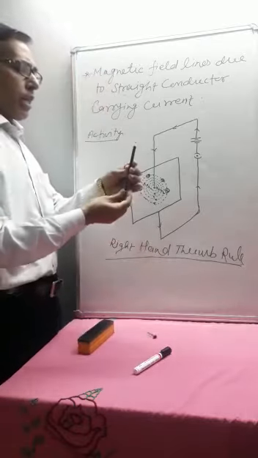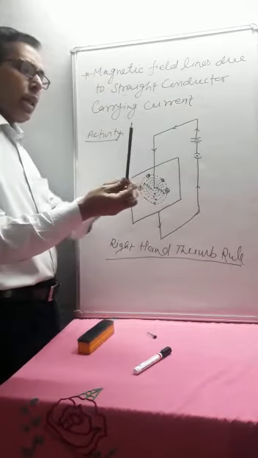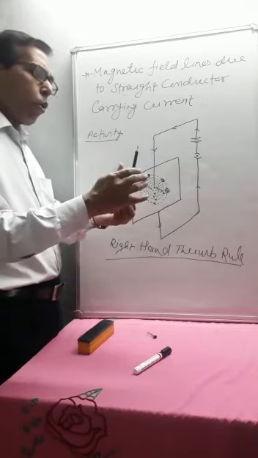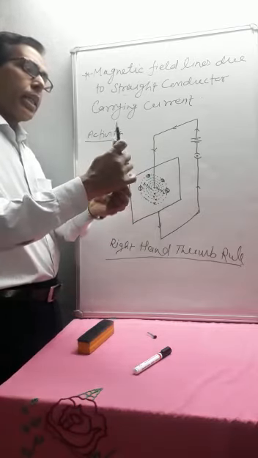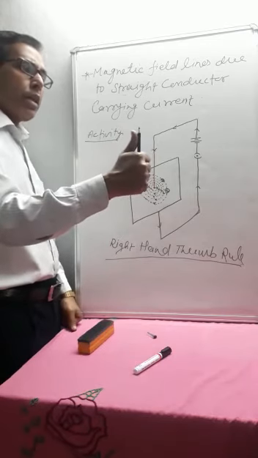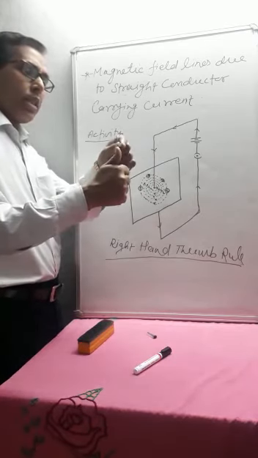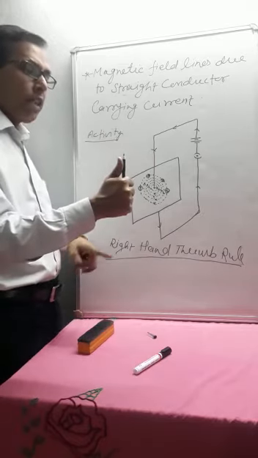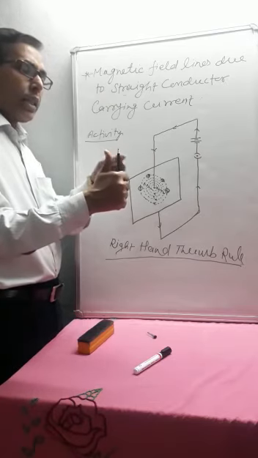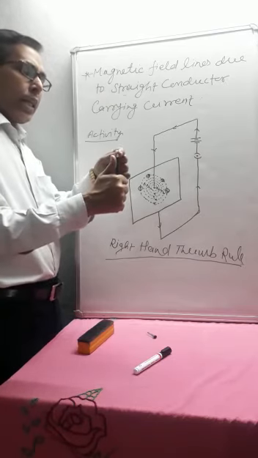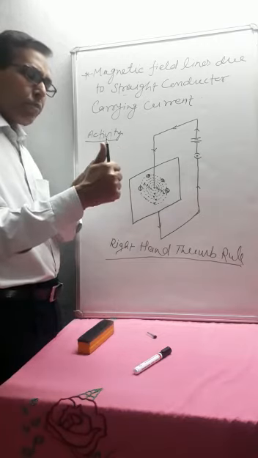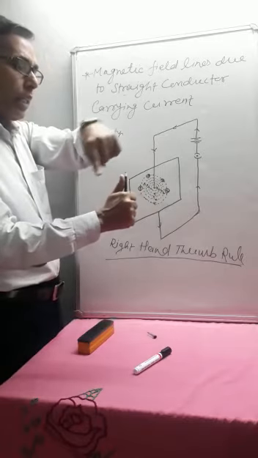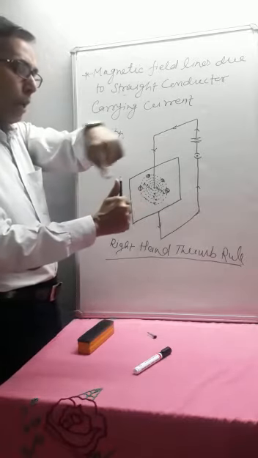Suppose this is a straight conductor, and the direction of current is in upward direction. If we hold this current carrying conductor in the right hand in such a way that the thumb points in the direction of current flowing through the conductor, then the curl of the four fingers around the conductor indicates the direction of magnetic field lines.